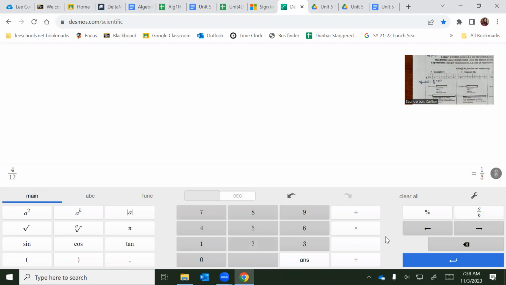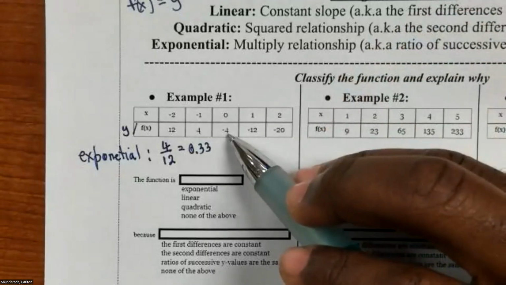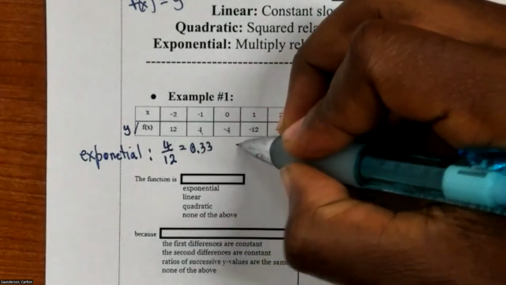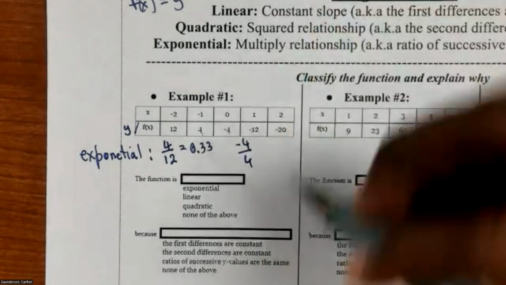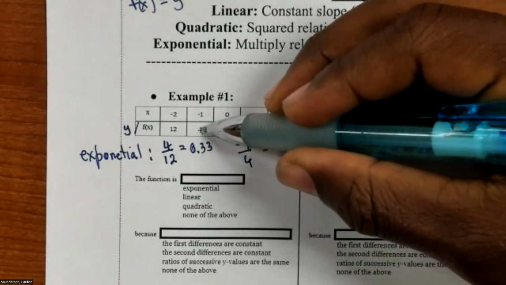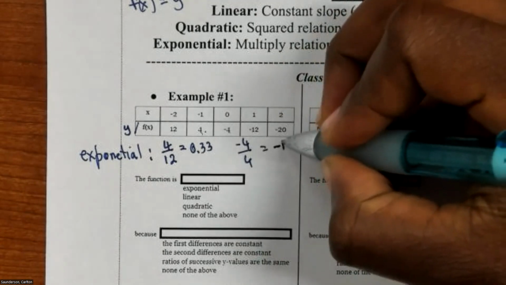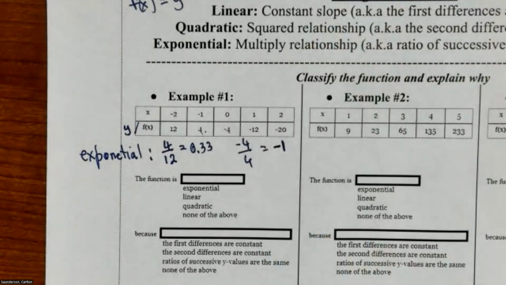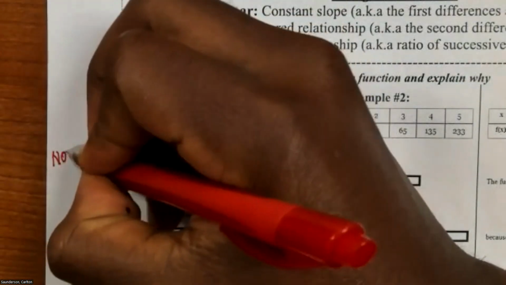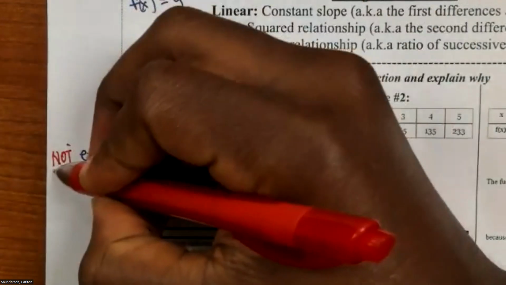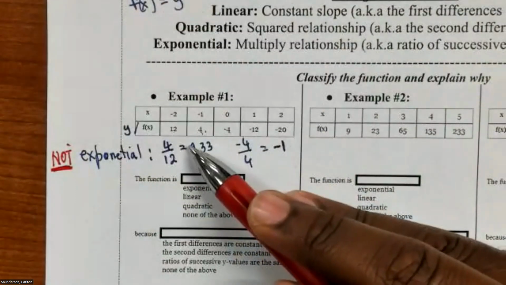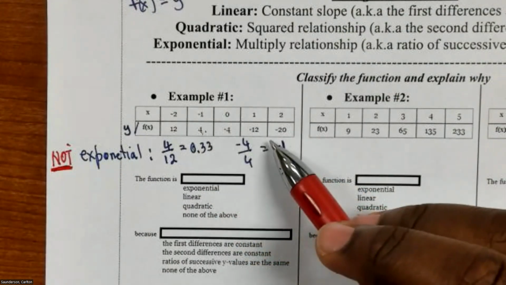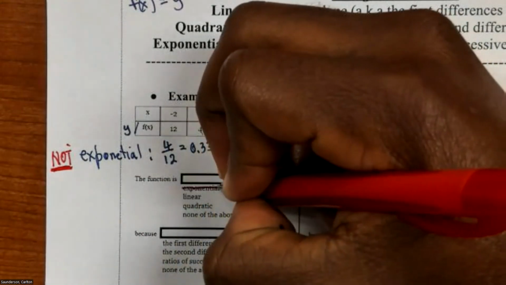Now what you're going to do next is divide the other set of numbers. You divide -4 by the number that came before it, so -4 divided by 4. You don't really need a calculator for that because you know it's -1. Because these numbers were not the same, that means it is not exponential. When we divided this by this, and then this by this, we did not get the same numbers every time. That means it is not exponential.